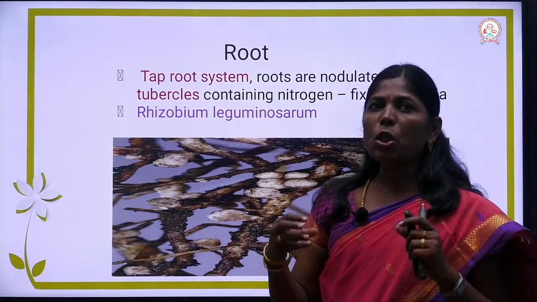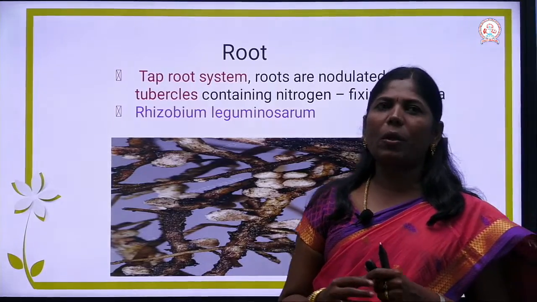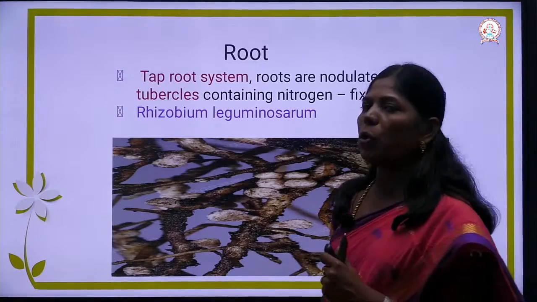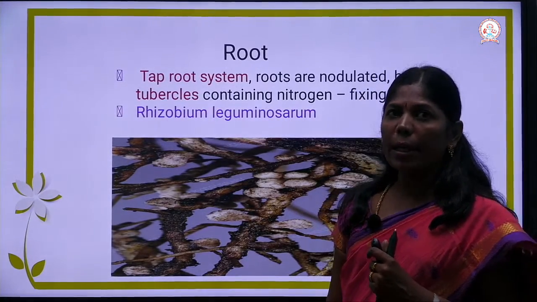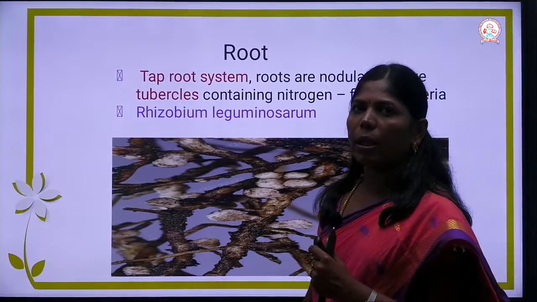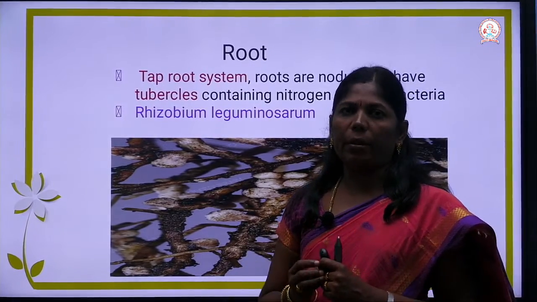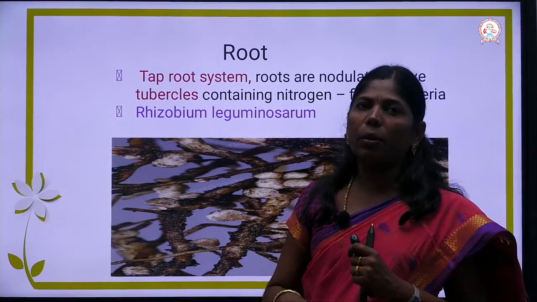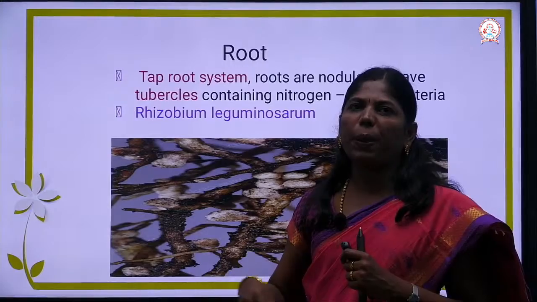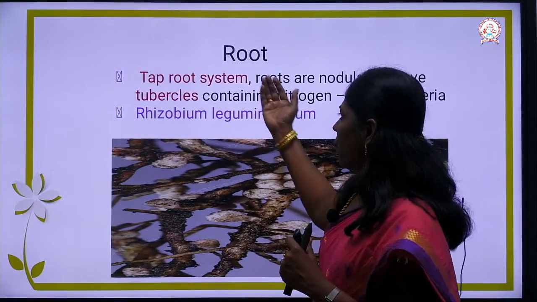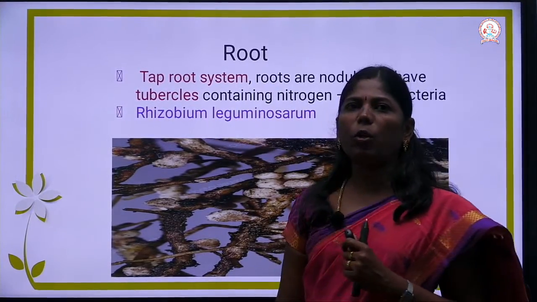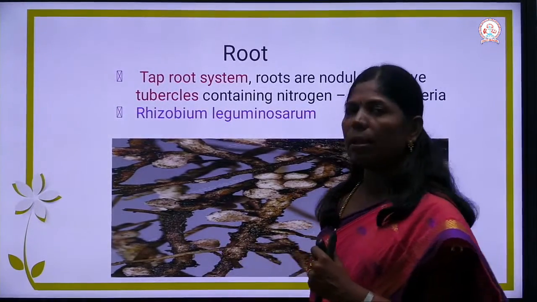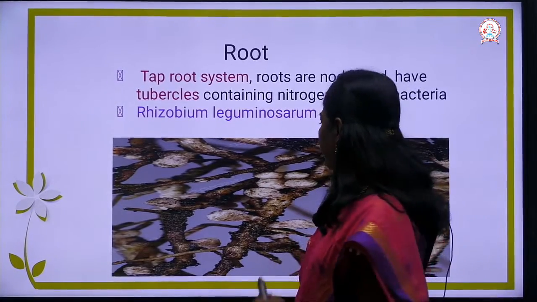The roots are mutually beneficial with another organism, Rhizobium leguminosarum. How is it mutually beneficial? Rhizobium leguminosarum fixes atmospheric nitrogen in the soil, which is absorbed by the plants. At the same time, the plants give shelter to the Rhizobium leguminosarum. So that is the root. What type of root is it? It is a taproot system.